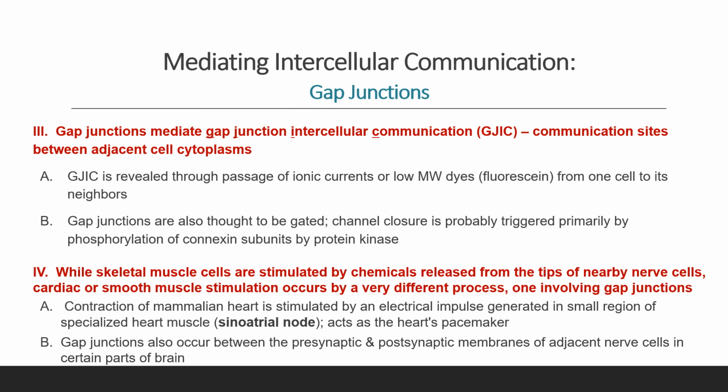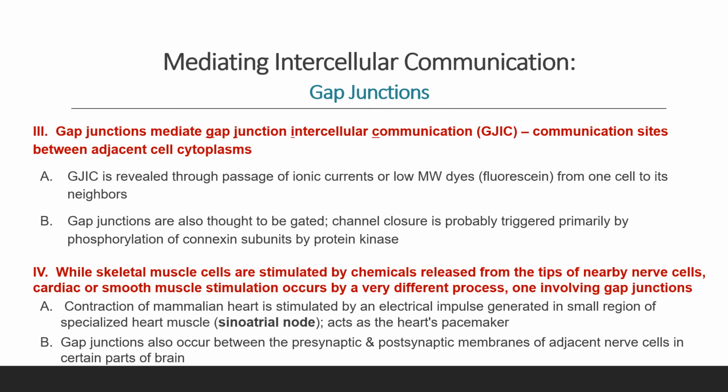These are communication sites between the adjacent cell cytoplasm. So this gap junction intercellular communication is revealed through passage of ionic currents or low molecular weight dyes, using the fluorescein from one cell to its neighbors. So gap junctions are also thought to be gated. So channel closure is probably triggered primarily by phosphorylation of connexin subunits by protein kinases.